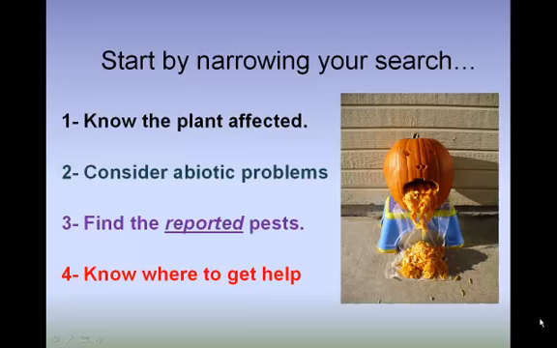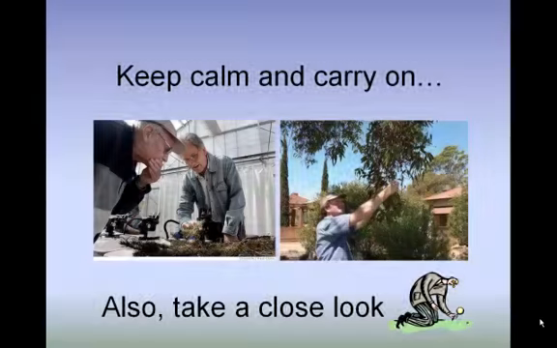Number two, consider the abiotic problems. So what's abiotic? What does that mean? Right, not caused by a living organism, okay? So environmental things that can go wrong. Then number three, which I already mentioned, find the reported pests of that plant. And number four, know where to get help. So I'm going to talk a lot about that, okay? So keep calm and carry on.